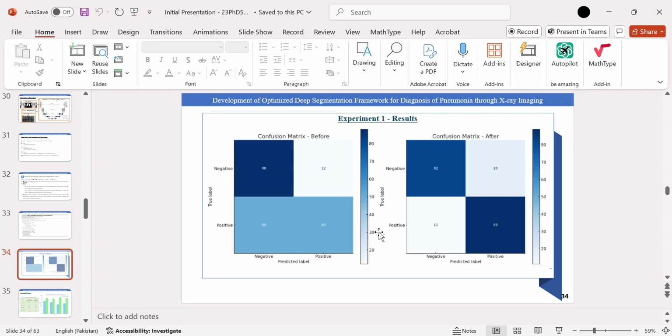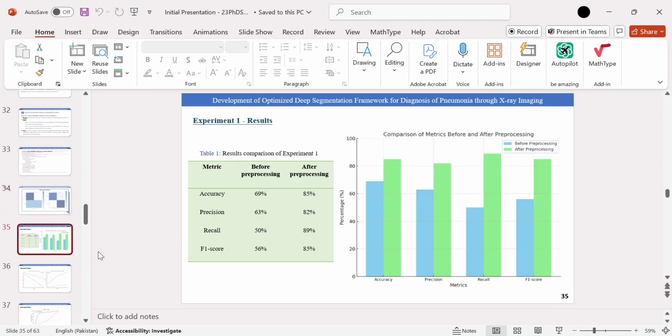Let's say there are positive samples of pneumonia, but the model says no, there is no pneumonia, it is a negative. So this will generate consequences. The experiment one results are that before pre-processing, before working on the data-centric techniques, the accuracy was 69%, and after applying the data-centric techniques, the accuracy is 85%. Precision before is 63%, and after the precision is 82%, and so on.